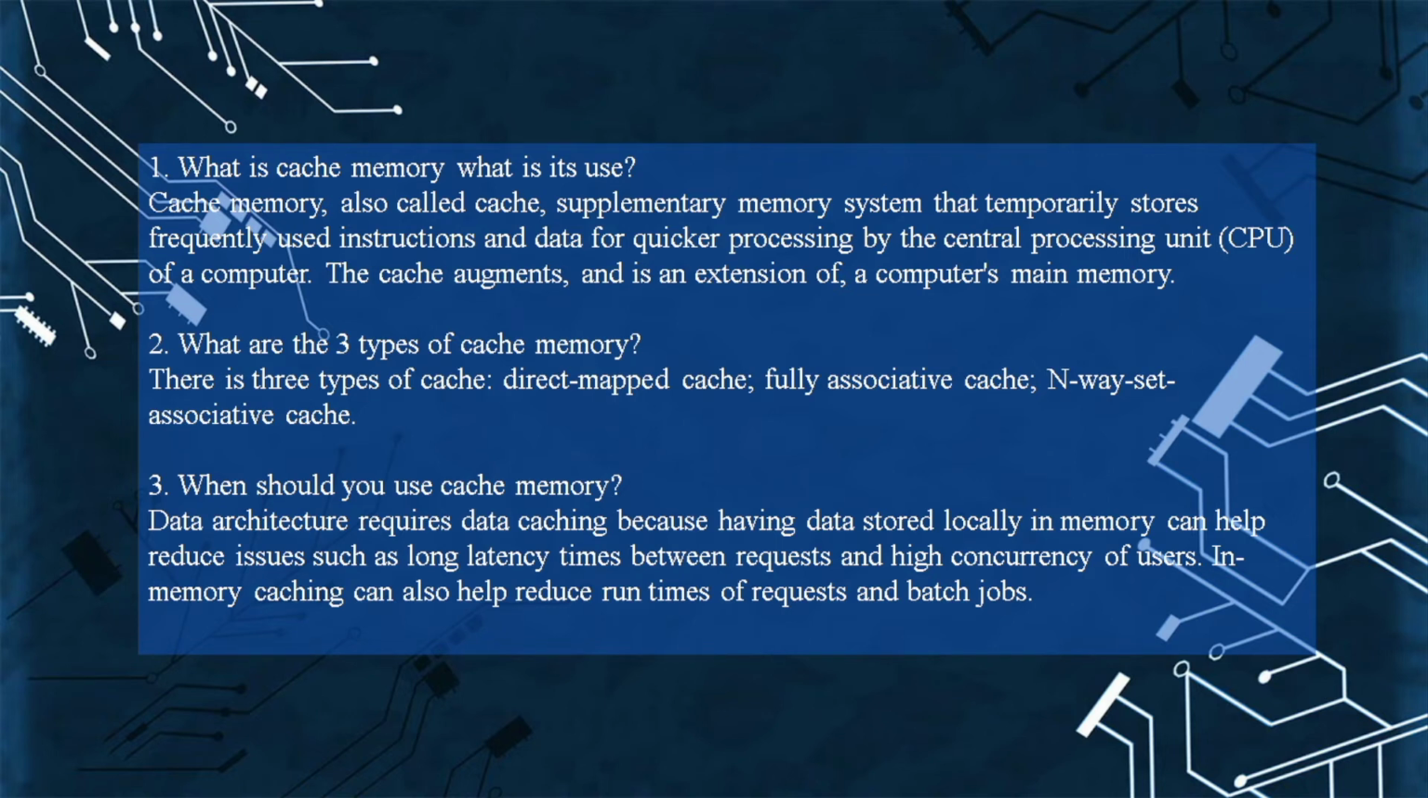So now, what are the three types of cache memory? Here there are three types of cache: direct mapped cache, fully associative cache, and set associative cache. When should you use cache memory? Data architecture requires data caching because having data stored locally in memory can help reduce issues such as long latency times between requests and high concurrency of users in memory. Caching can also help reduce runtimes of requests and batch jobs.